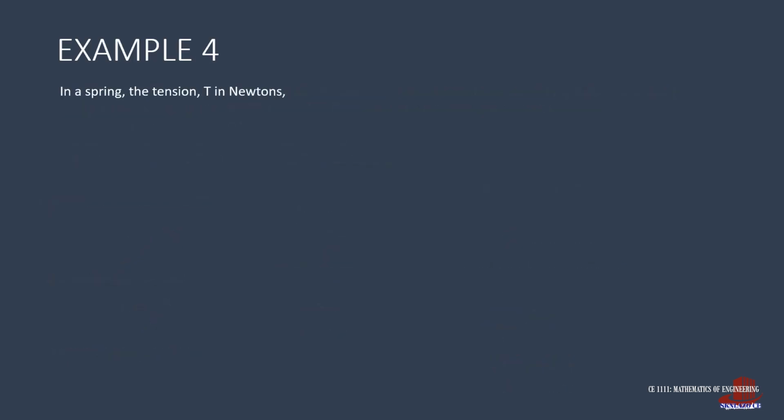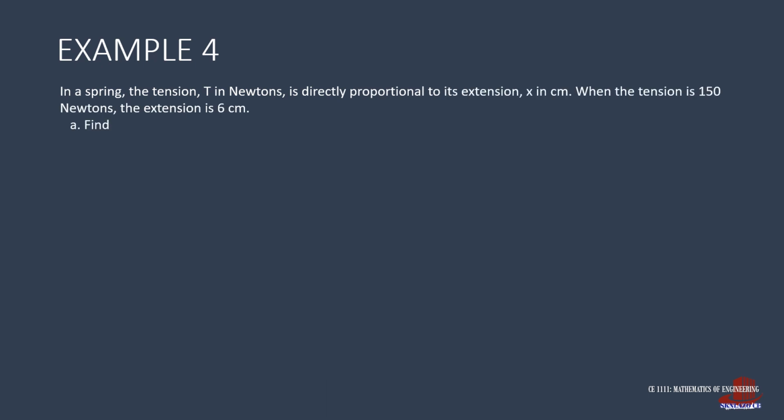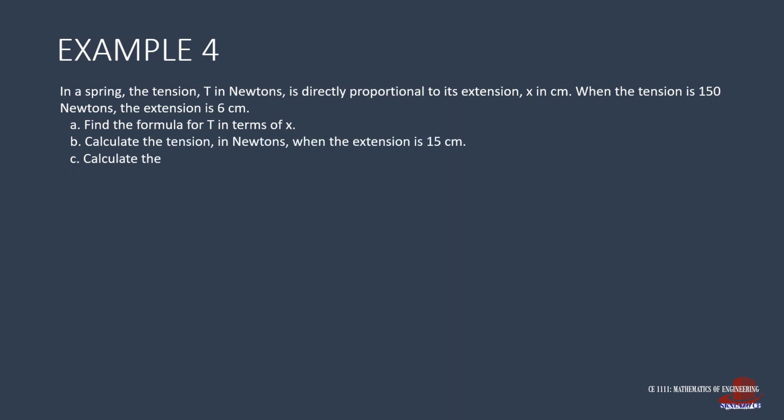We move to example 4, which states, in a spring, the tension T in newtons is directly proportional to its extension, x, in centimeters. When the tension is 150 newtons, the extension is 6 cm. A. Find the formula for T in terms of x. B. Calculate the tension in newtons when the extension is 15 centimeters. And C. Calculate the extension in centimeters when the tension is 600 newtons.